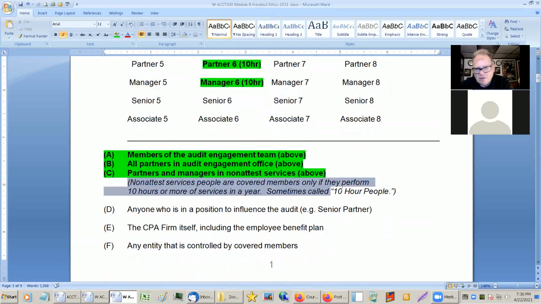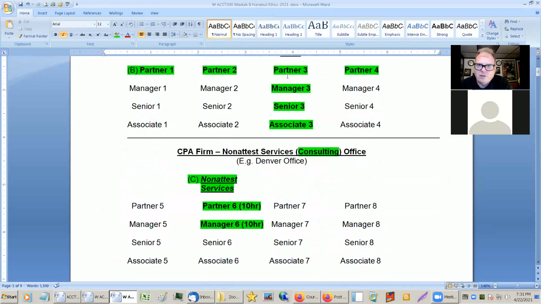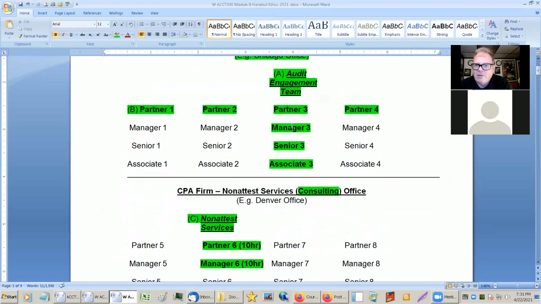The non-attest people are covered members only if they perform 10 hours or more of services in a year. So sometimes they're called 10-hour people. You'll see 10-hour people when you're reading for the CPA exam. They don't say 10-hour auditors, they usually say 10-hour people, because for the auditors, if you're on the audit team, it doesn't mean that working for 10 minutes on the audit puts you on the audit team.